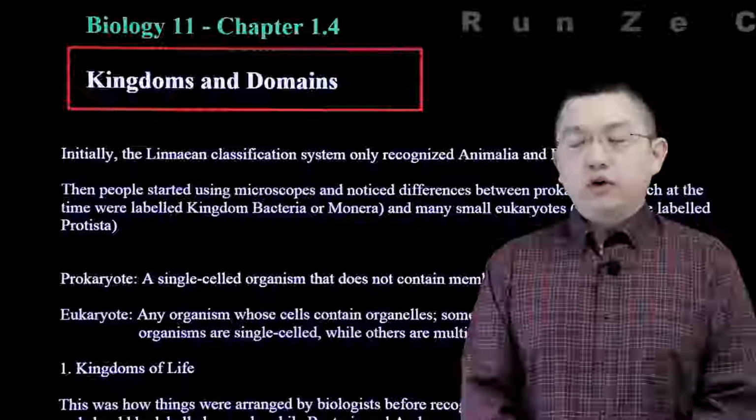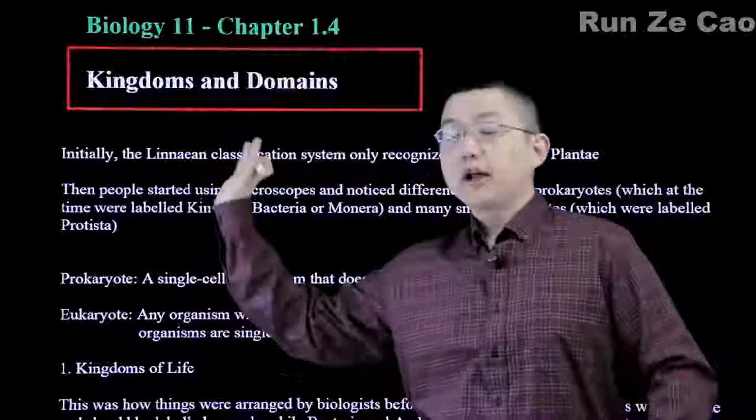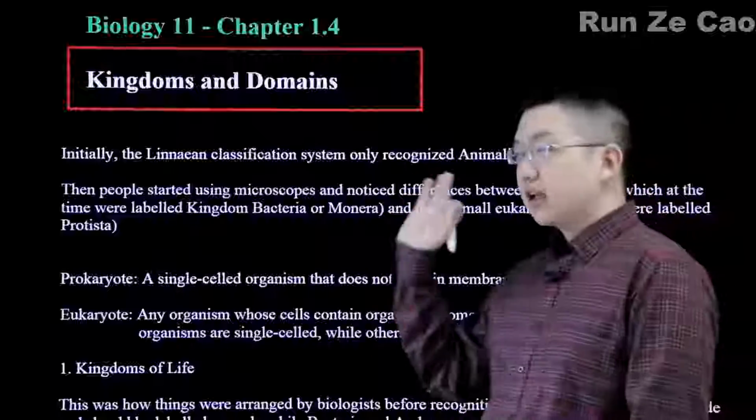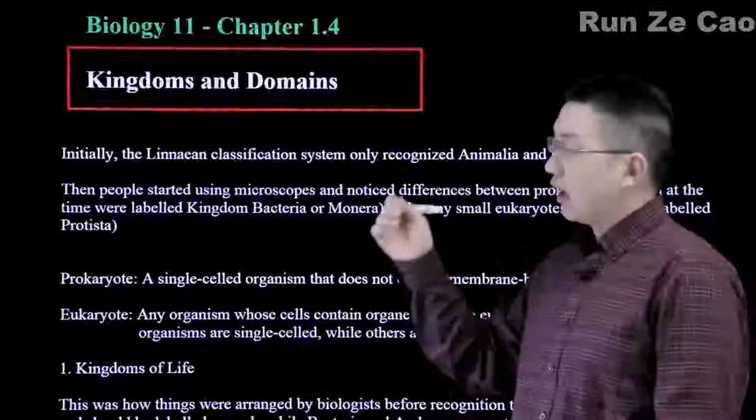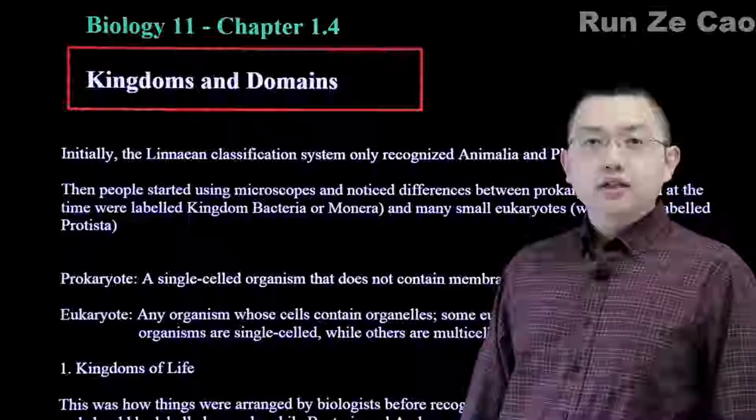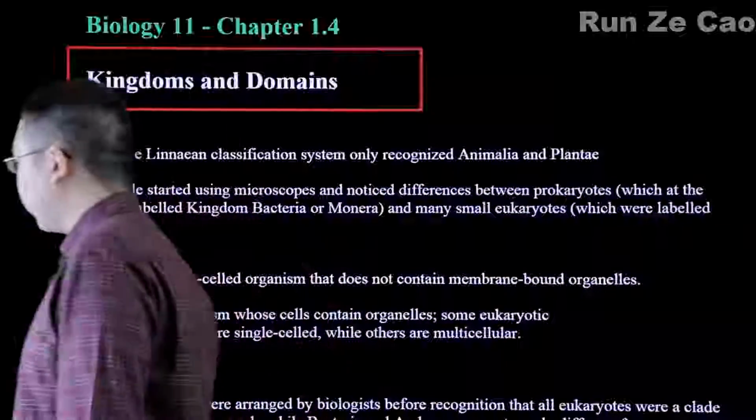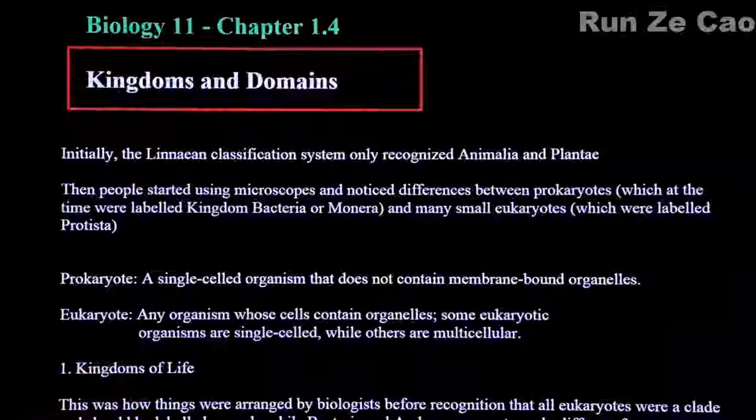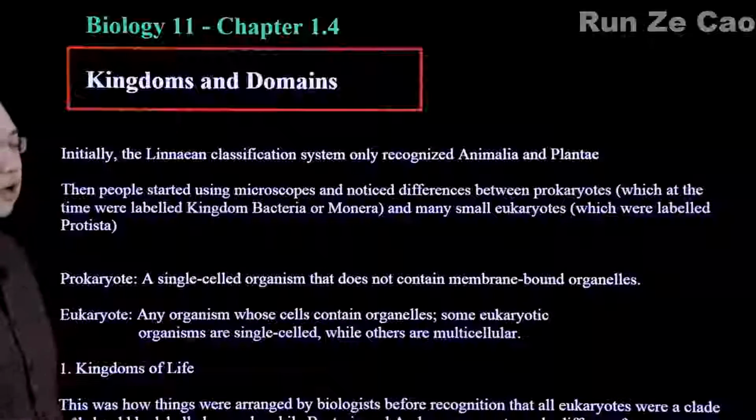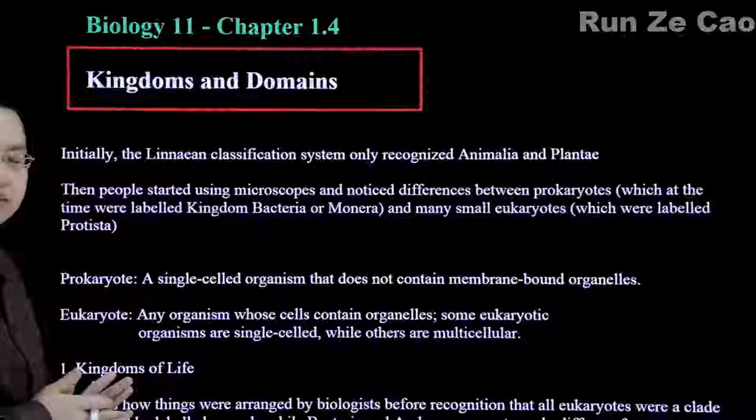When Linnaeus first got started, he had things that moved, Animalia, and things that didn't move, i.e. Plantae. Now, at the time, people did not understand the difference, at least in the Western world, between plants and fungi. But then, people started using microscopes. So there's a bit of a problem with this.